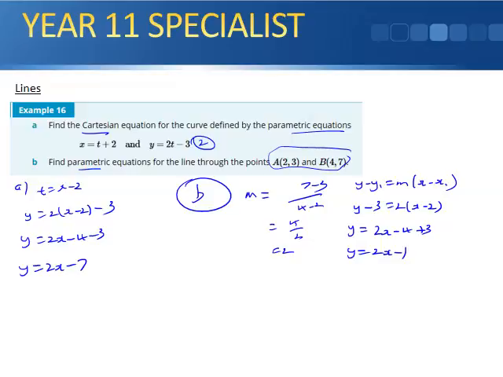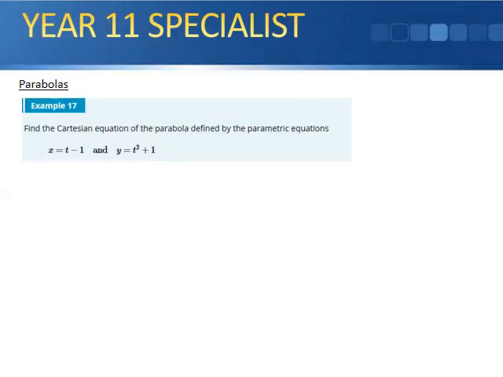And therefore, having this rule as a Cartesian, I can say parametric, let x equal t, and we get y equals 2t minus 1, which becomes the parametric equations. Parabolas, we do the same thing. We've got to find the Cartesian equation. So for the first equation, I get t equals x plus 1, and I substitute it into this equation here.